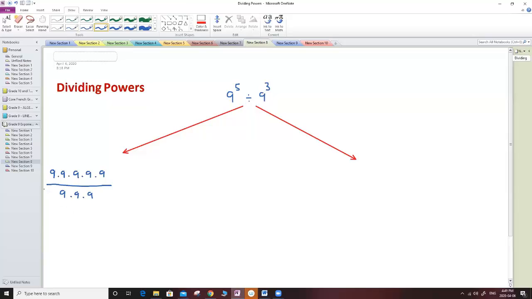And after doing that, they're going to say this is equal to, I can simplify the first one with the first one, second with the second, the third with the third. I'm going to stay only with 9 times 9, which means I can say 9 to the power of 2. This is the grade 8 way.